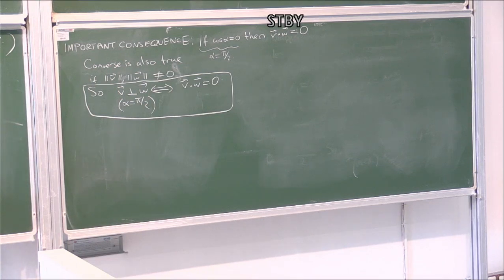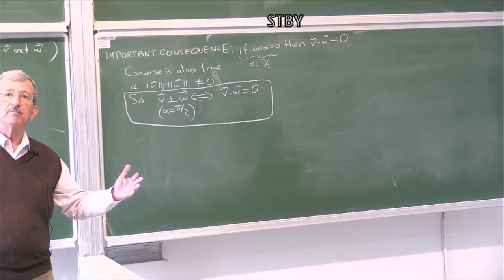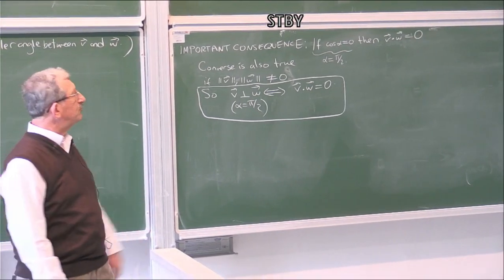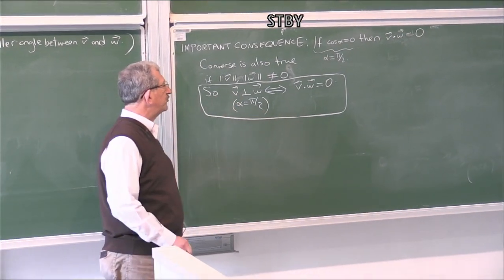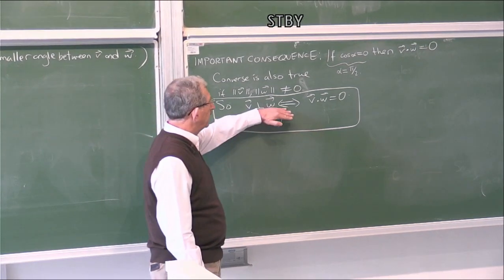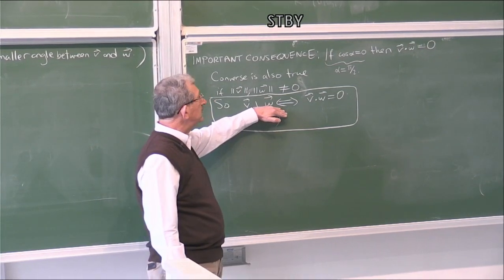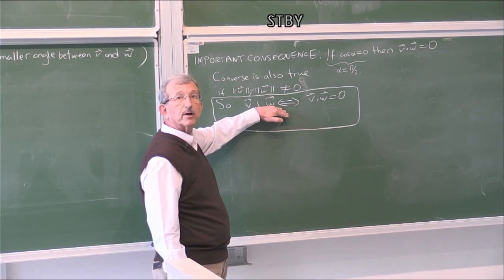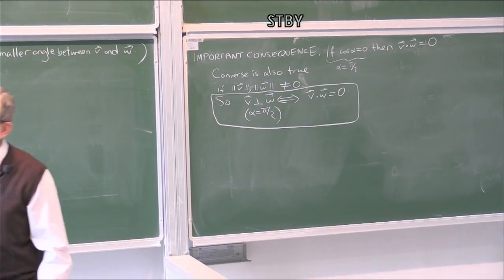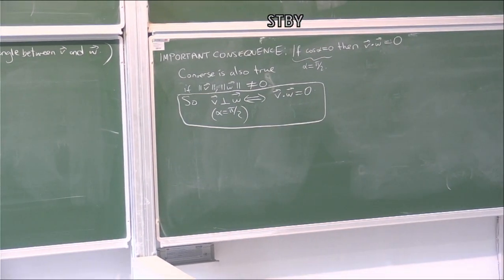Here we adopt the degenerate case: if one of the vectors is 0, then it's perpendicular to everything. With that degenerate assumption, this statement is true for every V and W. So to check perpendicularity of two vectors, it's enough to look at their dot product. If it is 0, they are perpendicular. If it is not 0, they are not perpendicular.